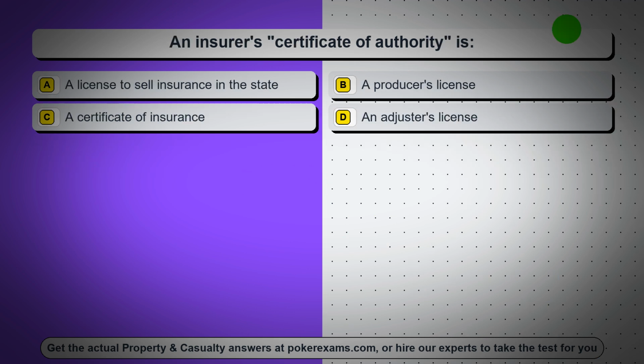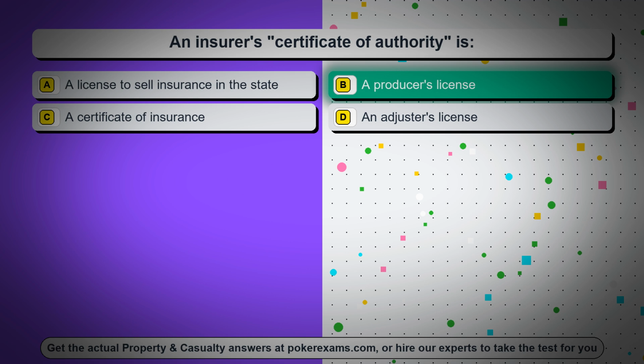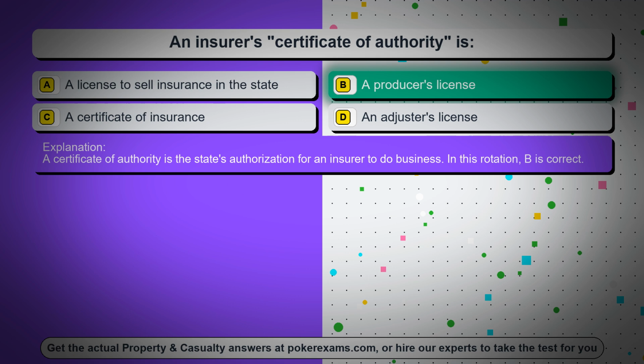An insurer's certificate of authority is: Option A, a license to sell insurance in the state. Option B, a producer's license. Option C, a certificate of insurance. Option D, an adjuster's license. The correct answer is option B, a producer's license. A certificate of authority is the state's authorization for an insurer to do business. In this rotation, B is correct.